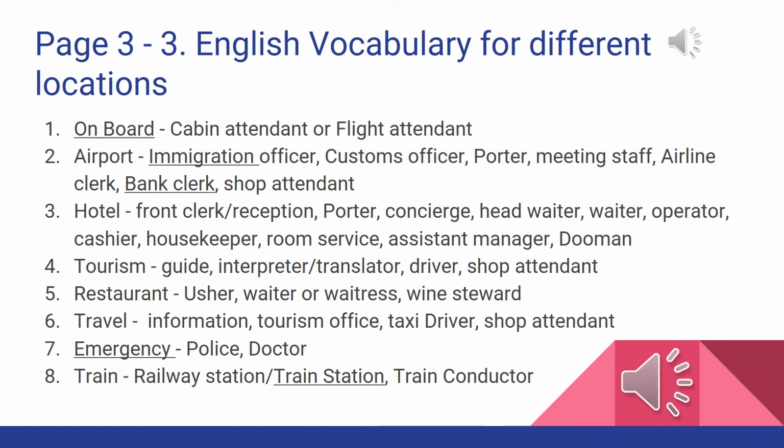Page 3, Section 3. English vocabulary for different locations. Number 1. On board. Cabin attendant or flight attendant. Number 2. At the airport. Immigration officer. Customs officer. Porter. Meeting staff. Airline clerk. Bank clerk. Shop attendant.